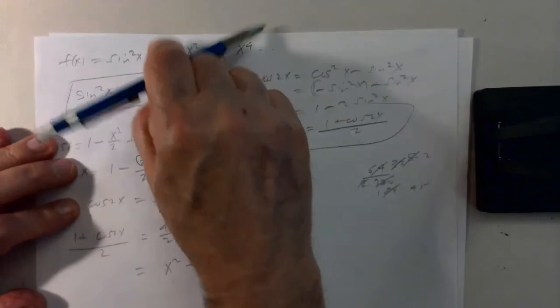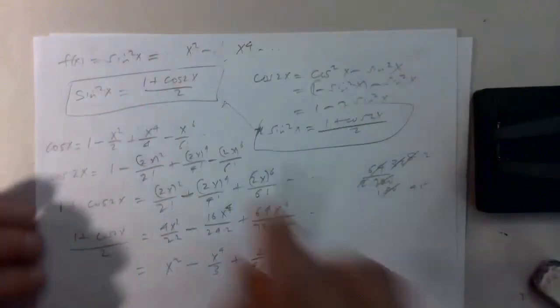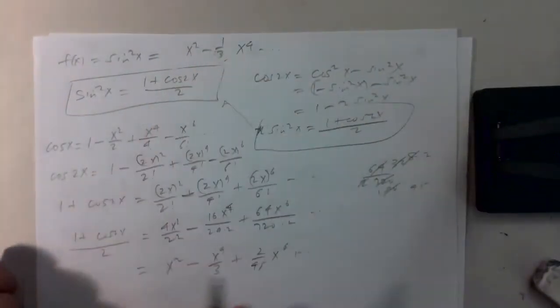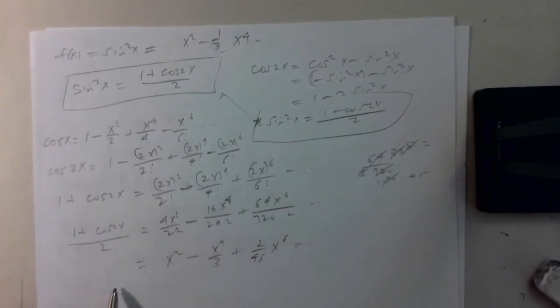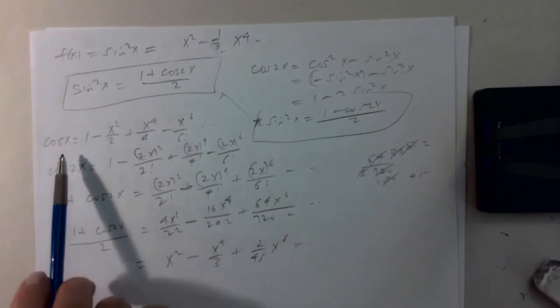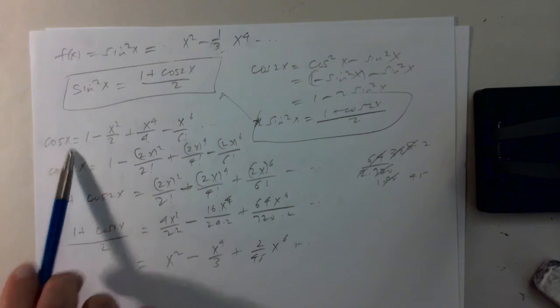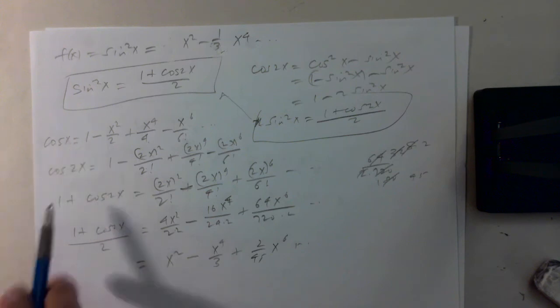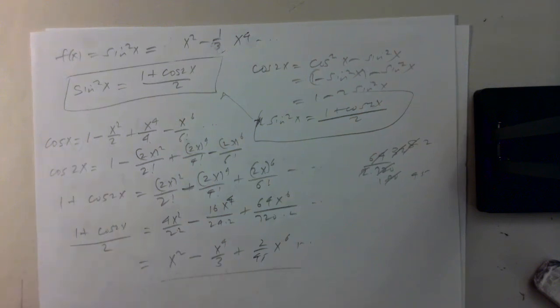Good. So this is x squared minus 1/3 x to the 4th. But I had a sneakier way of doing it. I could just use the fact that I had the Taylor series for cosine x, replace x with 2x, and I already get the first two terms plus one more term very easily. That's not bad.